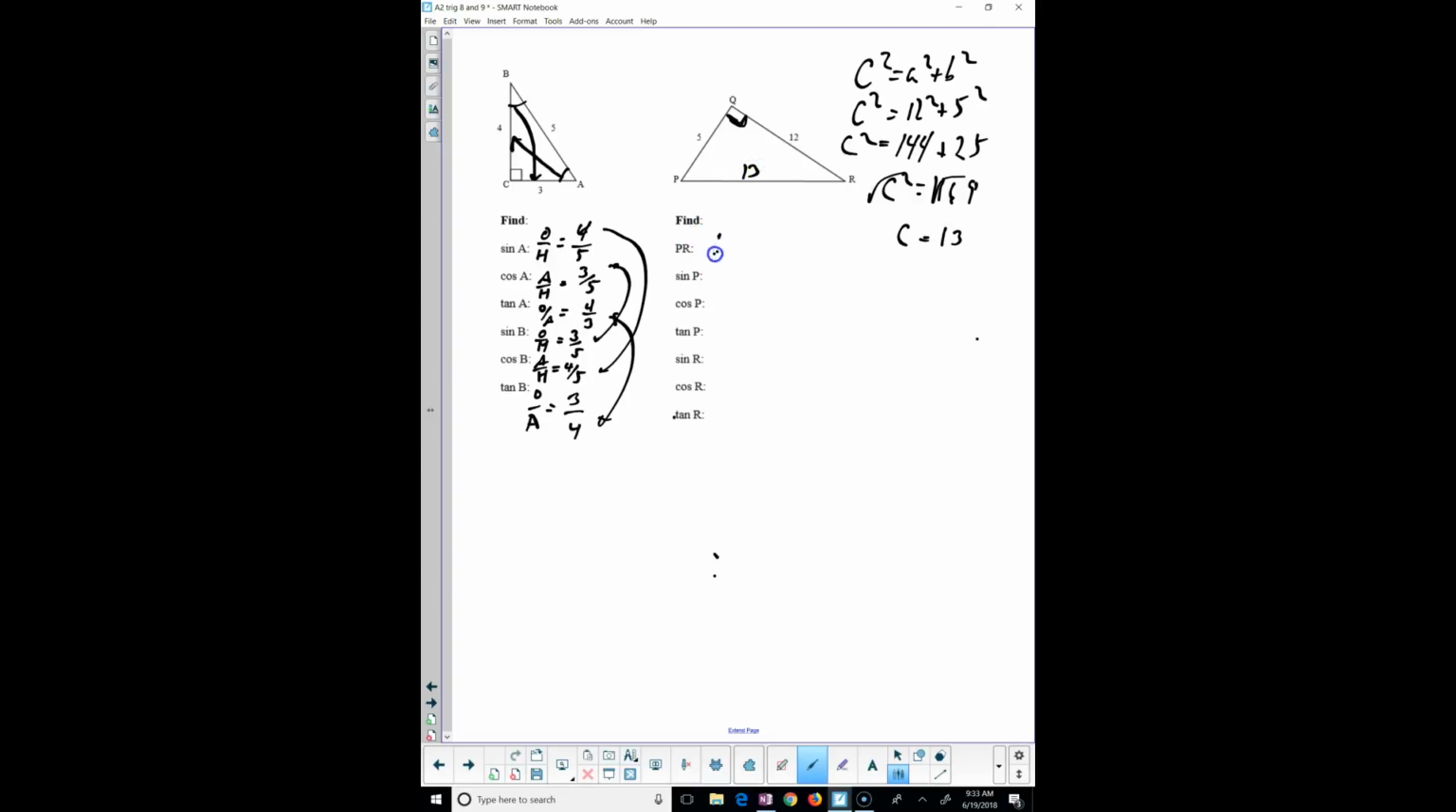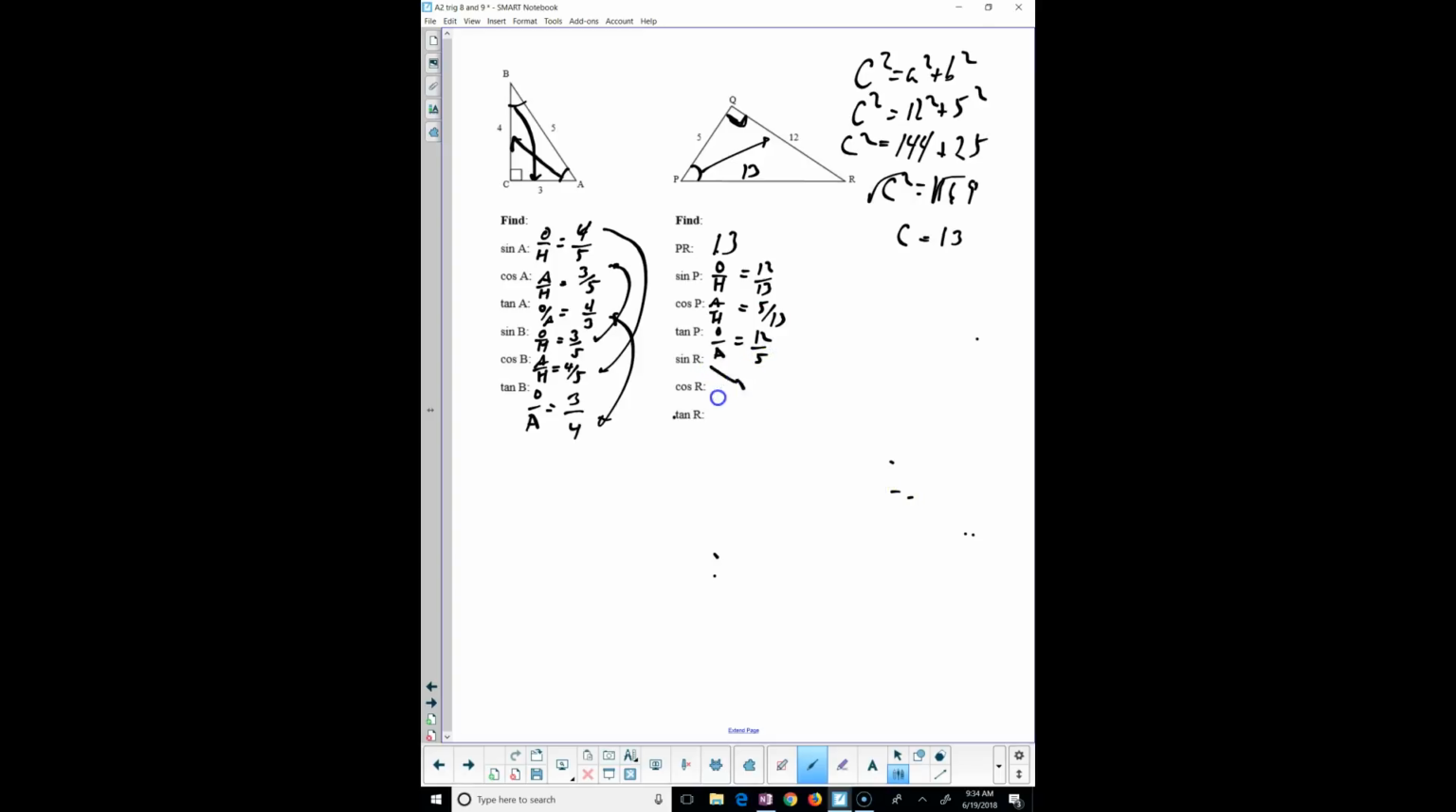From here, we should be able to figure out the sine of P. P is right there. Sine is opposite over hypotenuse. The opposite of P is 12. The hypotenuse is always going to be 13. Cosine is adjacent over hypotenuse. Adjacent is next to, that's not the hypotenuse, which is 5, over 13. And then tangent is opposite over adjacent, which is 12 over the adjacent, 5.